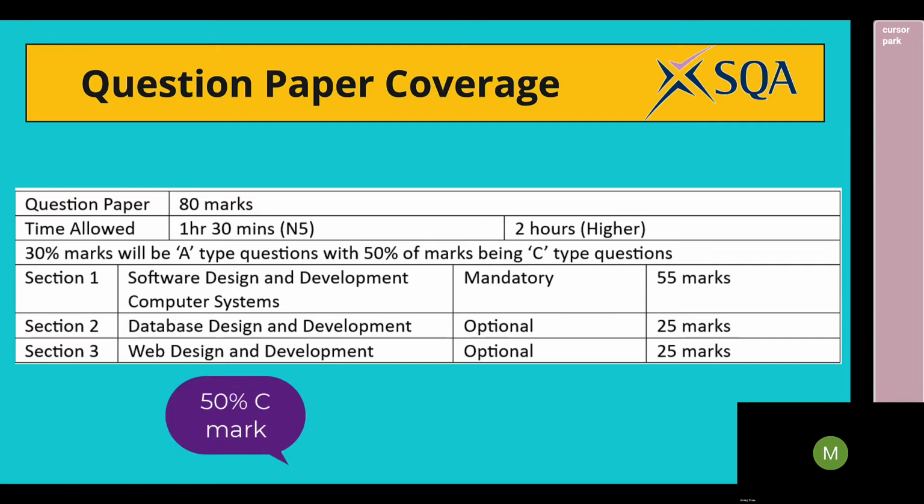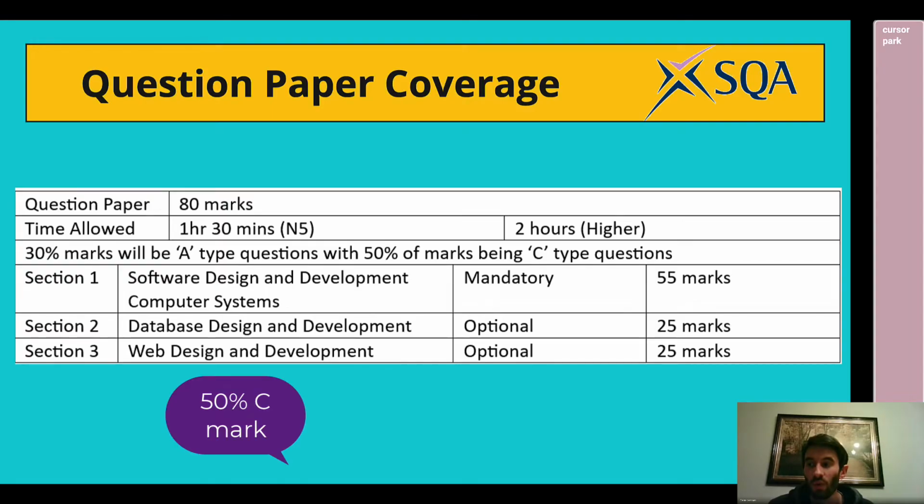That's the need for 50% of the marks in each section to be straightforward, what SQA refer to as C-mark questions. Those C-mark questions are the ones that all candidates should be able to achieve. They should be straightforward, they should be set in familiar contexts, and it's important to realise that that applies to each section of the question paper. So 50% of section 1, the STD stuff, should be C-mark questions, and 50% of section 2, 50% of section 3 should also be C-mark questions.